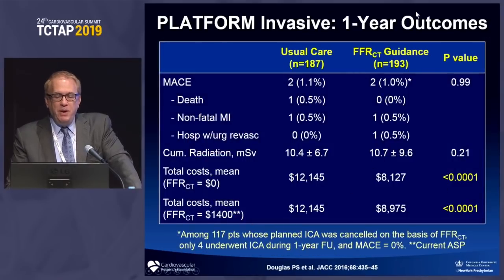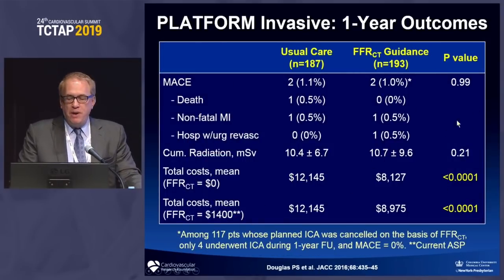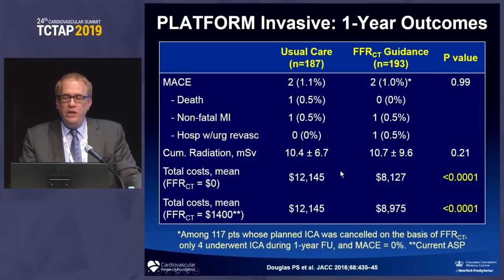Now, they followed these patients. This was not a randomized trial, and it wasn't powered for MACE, but they followed the patients for a year. They saw very low rates of MACE in both groups, including in the patients who were deferred. They had similar radiation use in both groups, despite the fact that you had CT-FFR in all those patients, and total costs were approximately a third reduced by avoiding angiography.